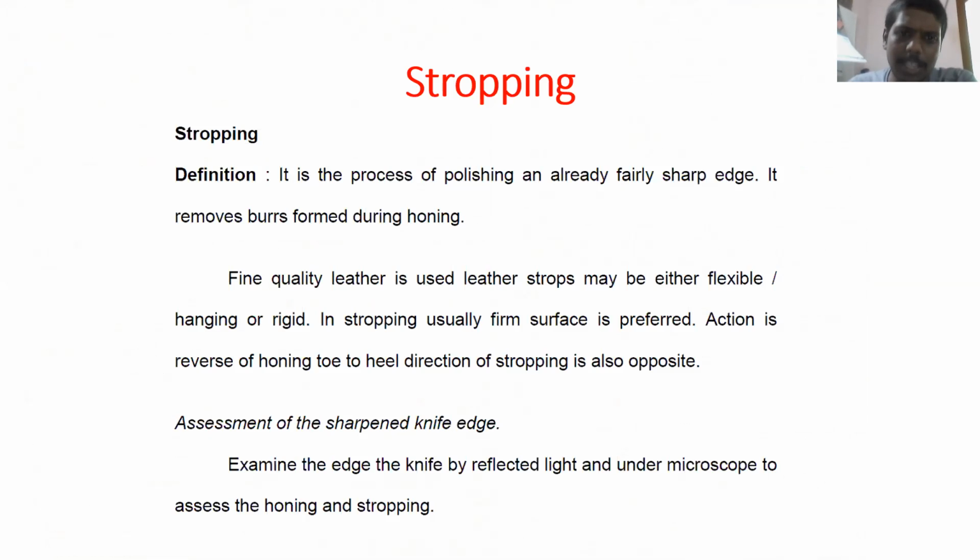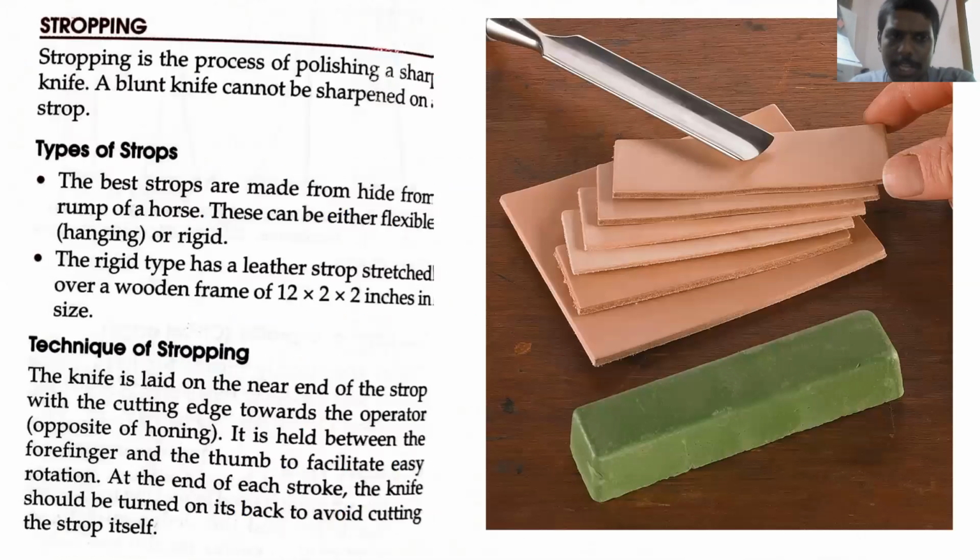Then after sharpening the knife, there might still be some roughness on the surface of the knife, and that roughness can be polished by using stropping. Stropping is a technique where we polish the already sharpened knife. This stropping can be done on horsehide leather. On the leather strop, we can smoothly polish the knife. So this is all about stropping.